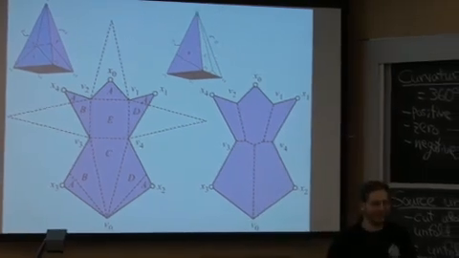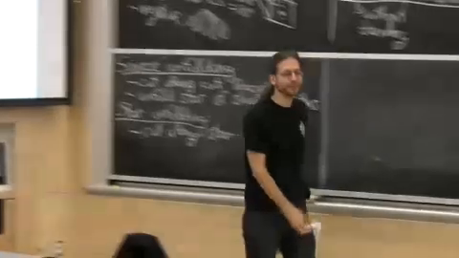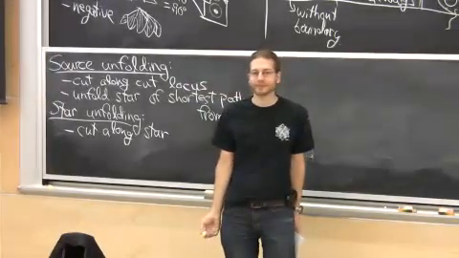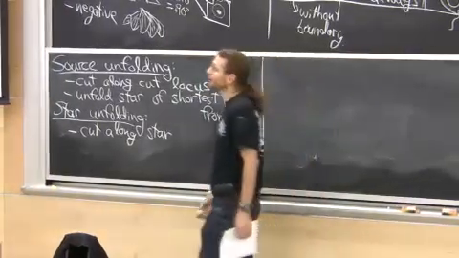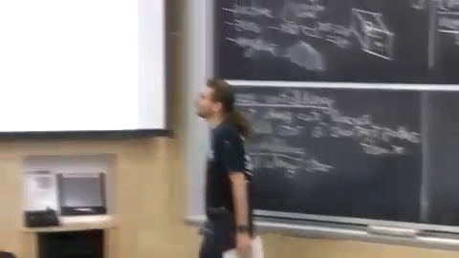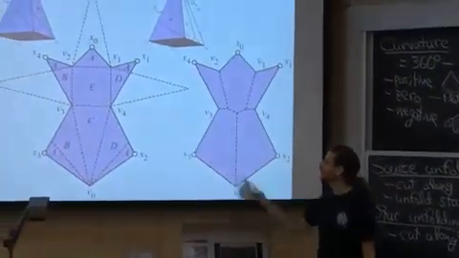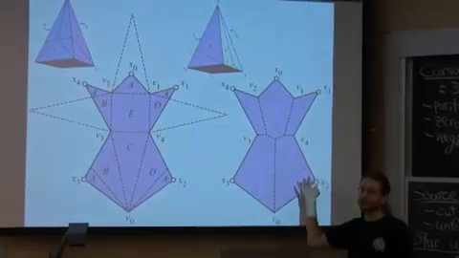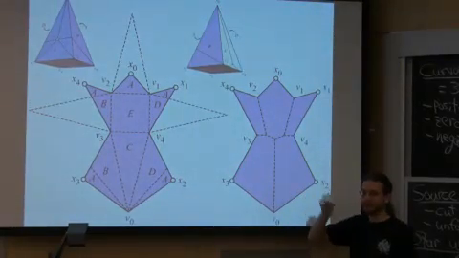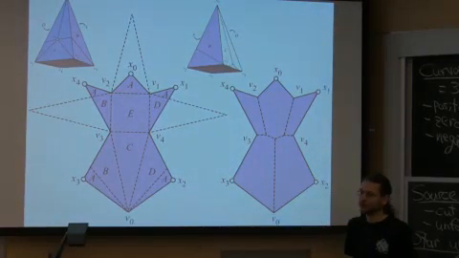I don't know if that's a satisfactory answer, but it can be done. Does it matter where you choose X to be? It will change the unfolding. It will never overlap, but you get a whole family. There's a whole family of star unfoldings depending on where you move X. There's a whole family of source unfoldings depending on where you move X.